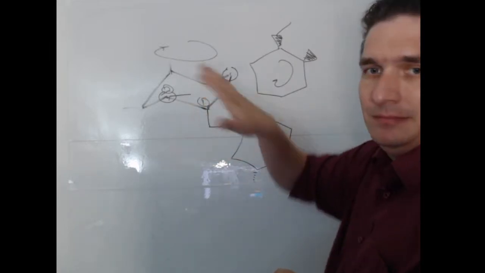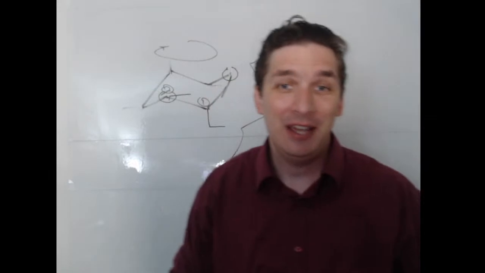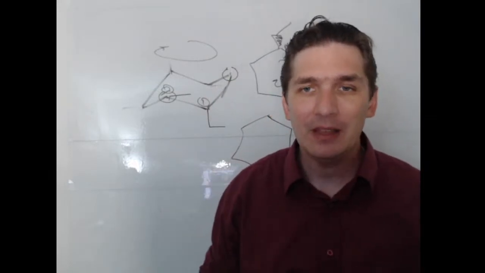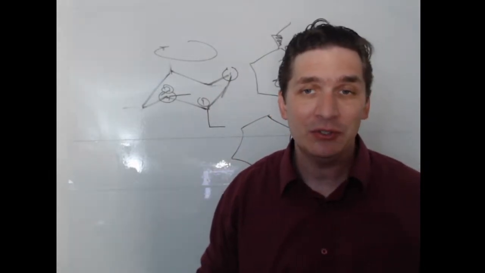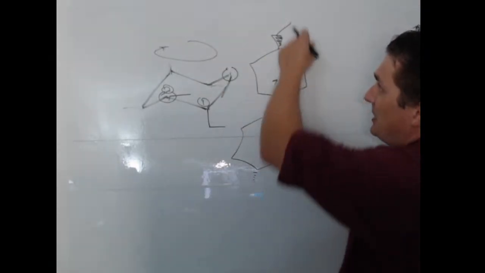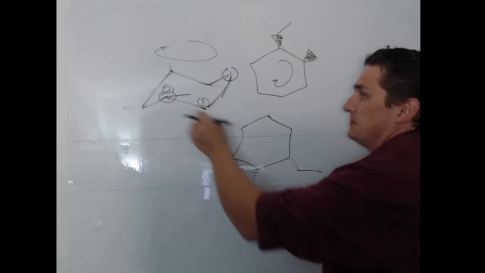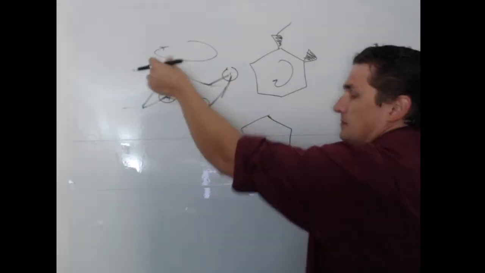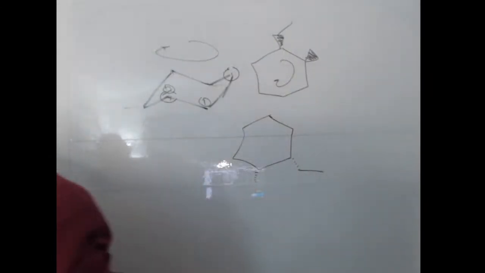So, you can't pick any 2 and draw them. The reason you can't pick any 2 and draw them is that, particularly if we have an ethyl group and a methyl group, let me build that ring.